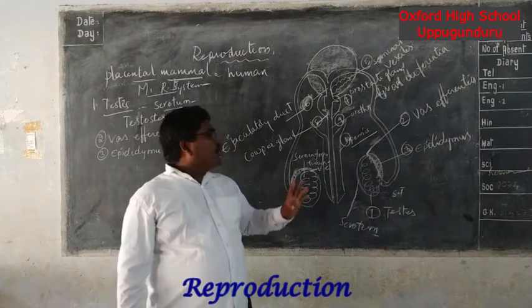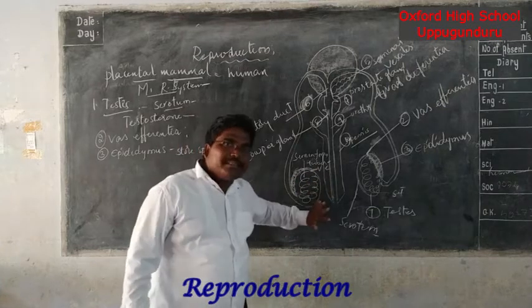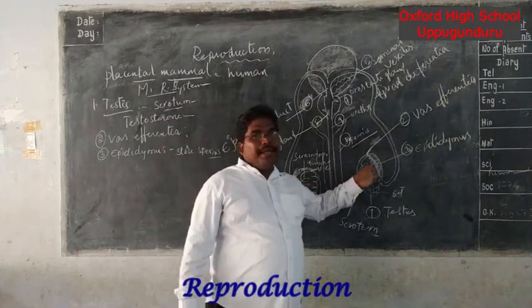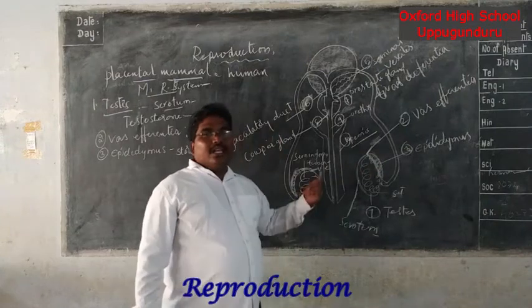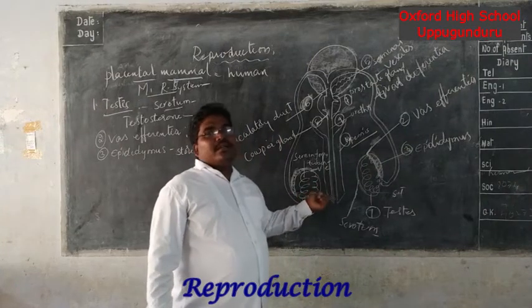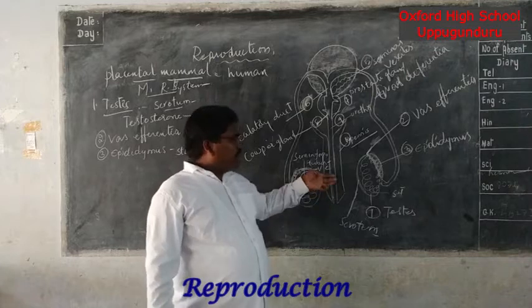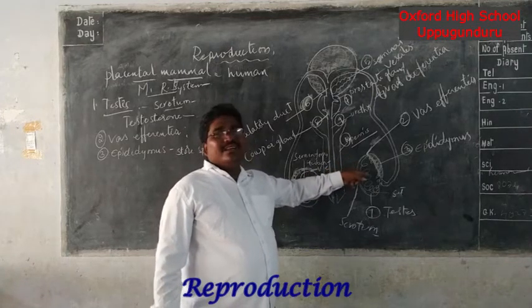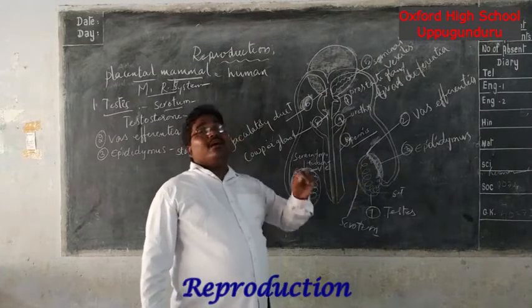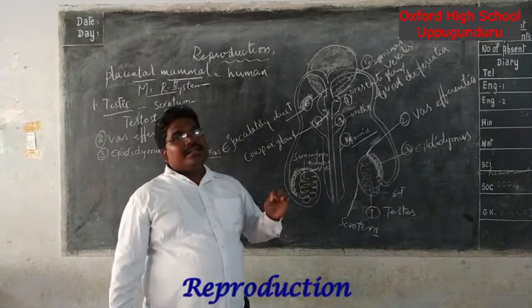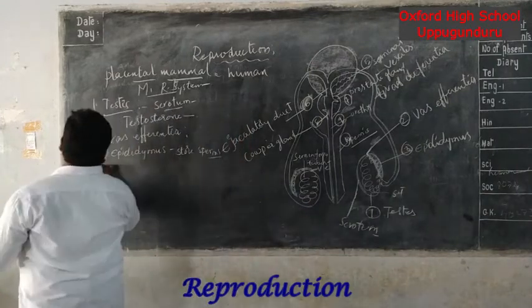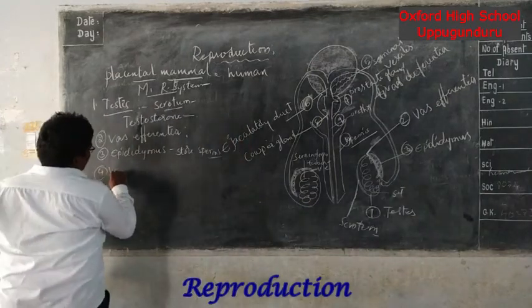Do you understand? One on each side, the epididymis is present. Vas efferentia opens into the epididymis. It is a highly coiled tube present at the posterior side of the testis. Sperms are stored here. The fourth point is vas deferens.